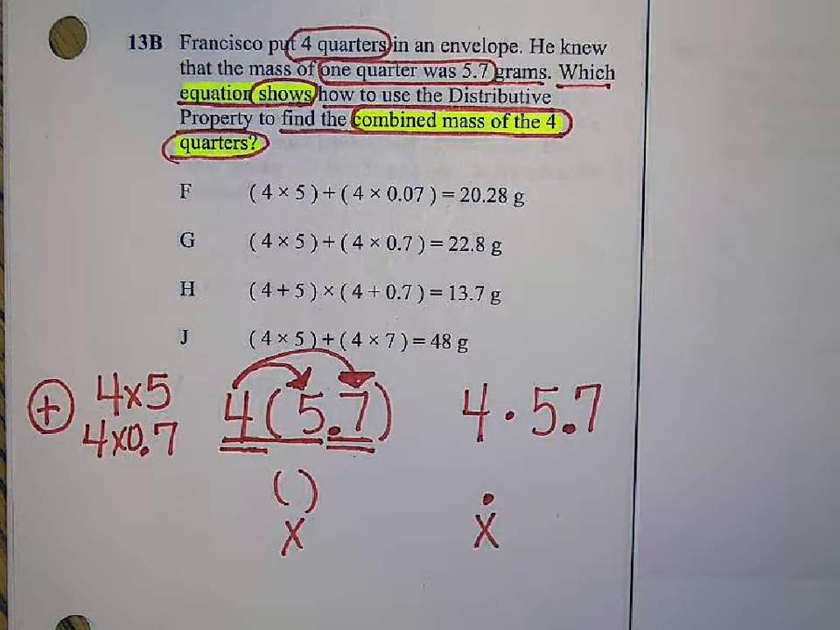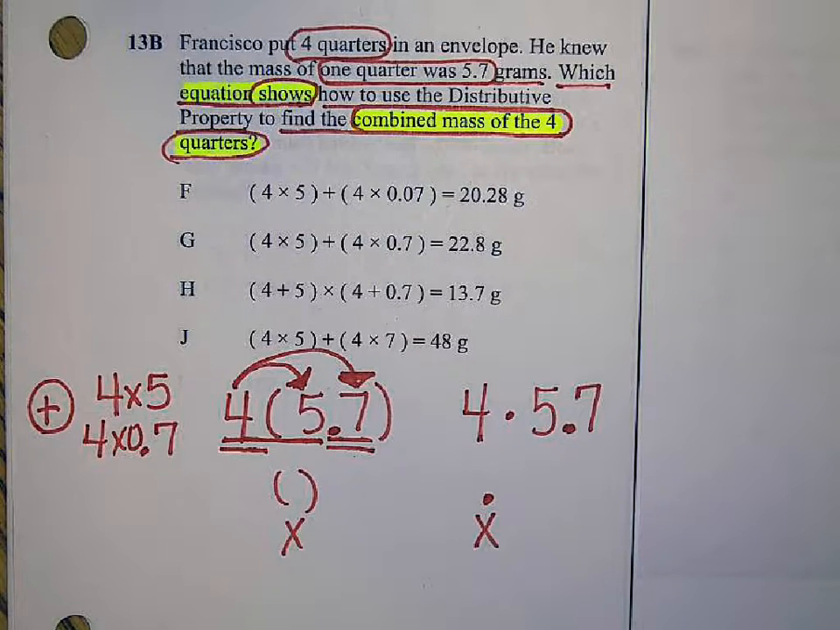Alright, for your answer choices, you have F, G, H, and J. And what we're going to do first is we're going to solve this to get our answer. So if I did the 4 times 5, that gave me 20. If I did 4 times 7/10, that would give me 0.28 hundredths. Because 7 times 4 is 28. Make sure that you add the 0 point. So either way, your answer would be 20.28.